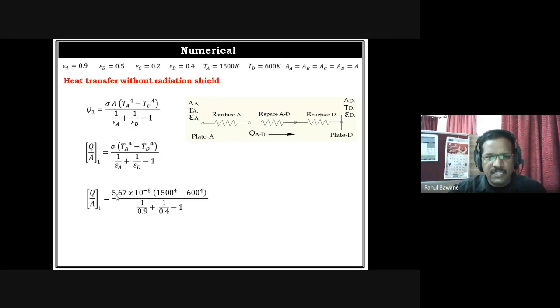Put the values. We know sigma, the standard value, 5.67 multiplied by 10 to the power minus 8. Temperature is already given in Kelvin, so no need to convert into Kelvin. And then the emissivity term: 1 upon 0.9 plus 1 upon 0.4 minus 1. So on calculating, we come to know that if there is no radiation shield, the rate of heat transfer is 107163 watt per meter square.